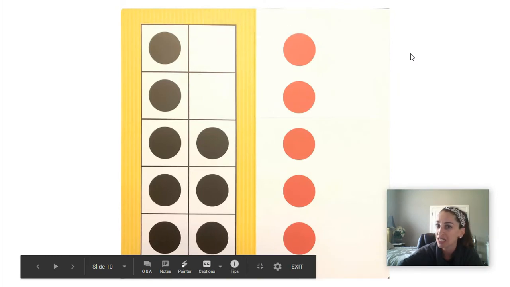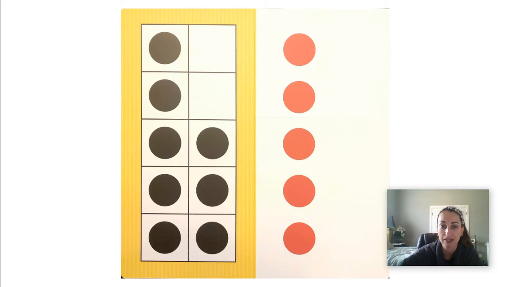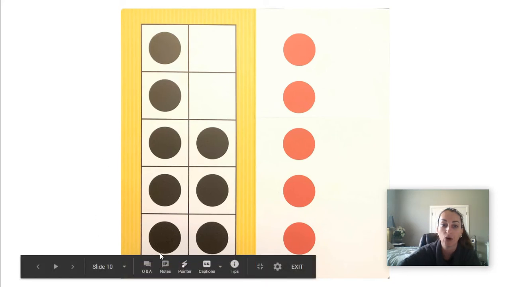Okay, here's the bridge to 10 strategy if you're not sure what that means. So notice I have 8 black dots, because remember our problem is 8 plus 5, and I have 5 red dots. Well, my 8 black dots are inside my 10 frame. I might not know 8 plus 5 right away, but I can use 10 to help me because 10 is a nice and friendly number.